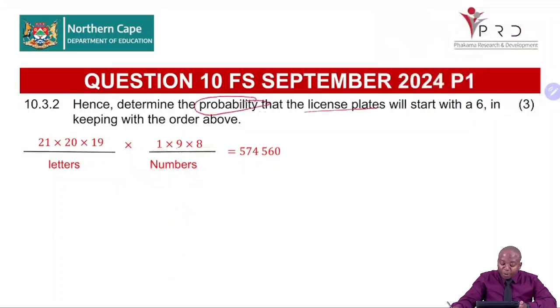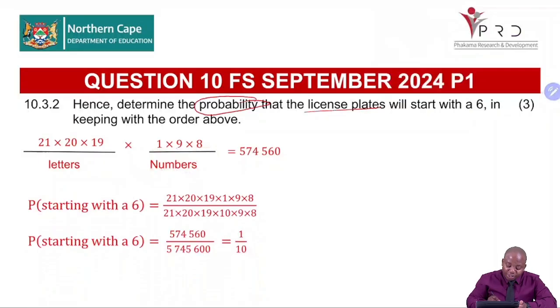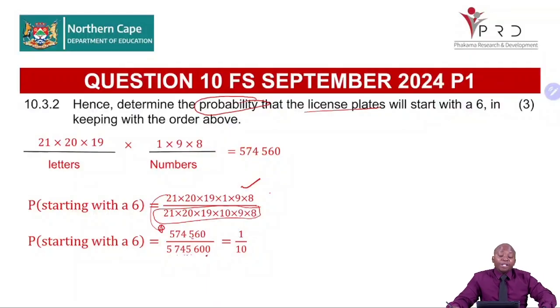Now we are looking for the probability. When you're looking for the probability, we have to look at the desired outcome over the total. The desired outcome is the one starting with the 6. The total is the one we did in the first question, which was 5,745,600, and the one that starts with the 6, which is the desired outcome, is 574,560, which simplifies to 1 over 10.